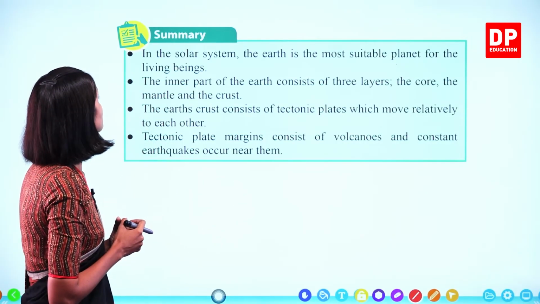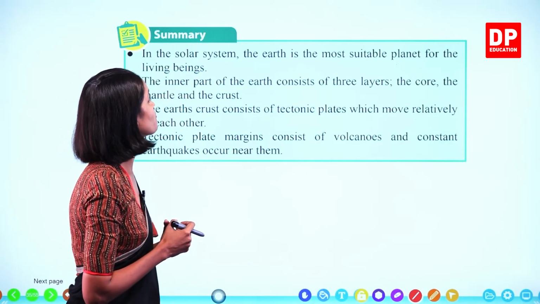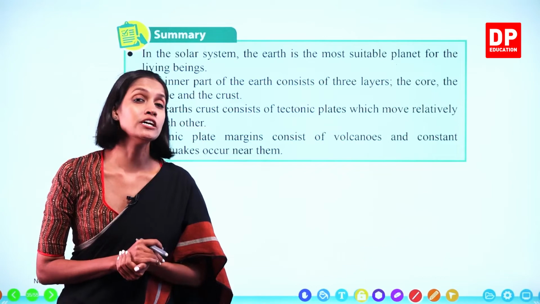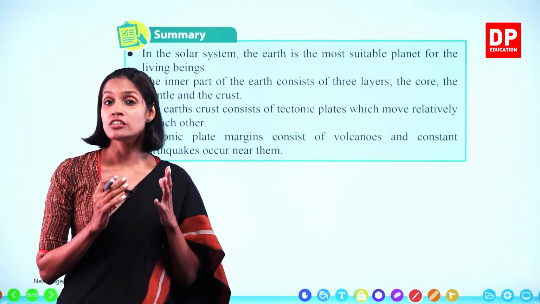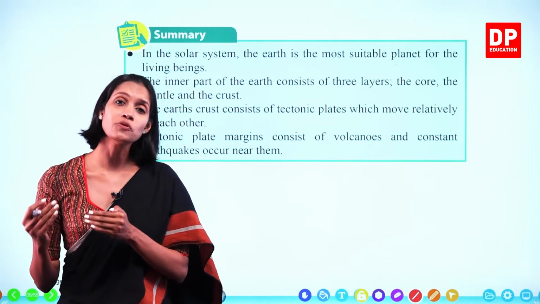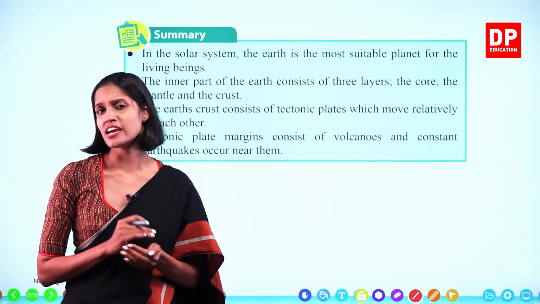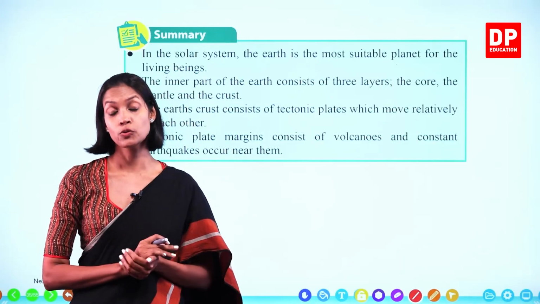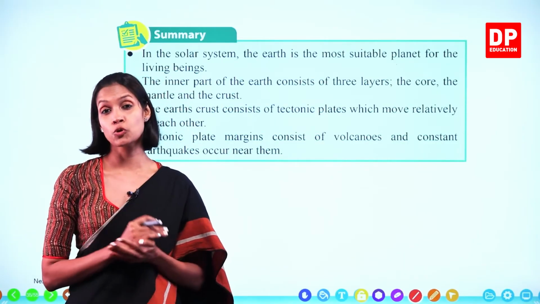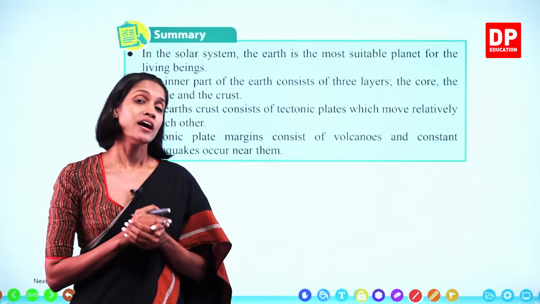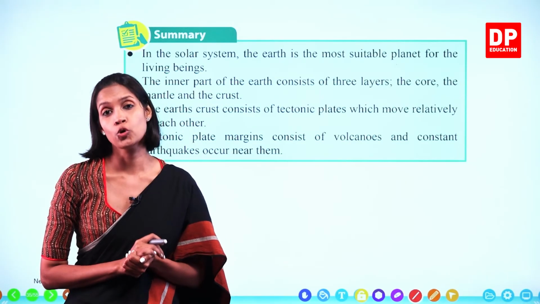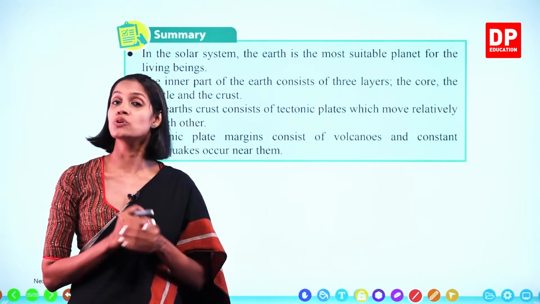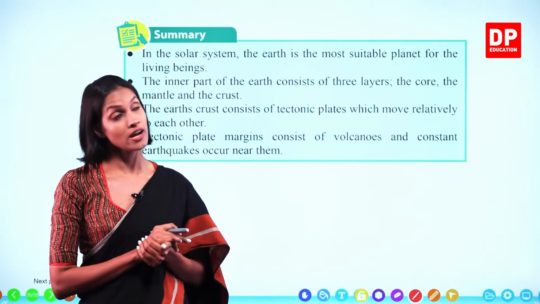Okay? The inner part of the Earth consists of 3 layers: the core, the mantle, and the crust. We learned that the Earth is divided into 3 layers. The outermost layer is known as the crust, and that is the thinnest layer. And that is the layer where we are living. Okay? And the second layer is known as the mantle. And the third layer is known as the core. Core is the thickest layer. Core has 2 other areas called outer core and inner core, right?